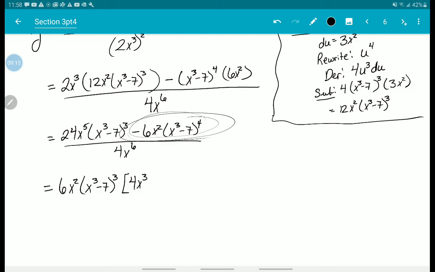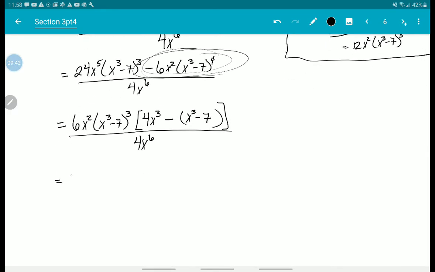If I look at here, I pulled out the minus 6x squared. I pulled out the 6x squared. I'm left with the minus. And I've factored out 3 groups of the x cubed minus 7. That leaves me with 1 group there. Notice I kept that in parentheses. That negative does have to distribute to everything in here. All that's over 4x to the 6th.